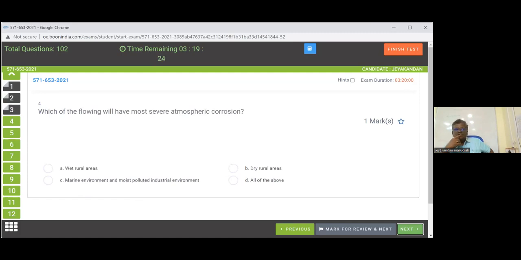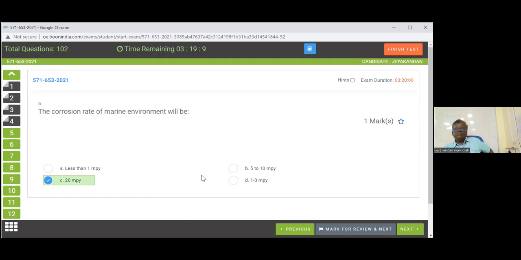Next. Which of the following will have the most severe atmospheric corrosion? Marine environments and moist polluted industrial environments. Next. The corrosion rate of marine environment: marine it will be 20 mils per year. Polluted industrial 5 to 10. Wet rural 1 to 3. Dry rural less than 1.